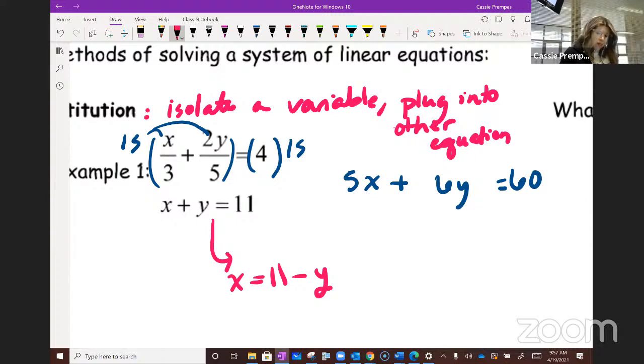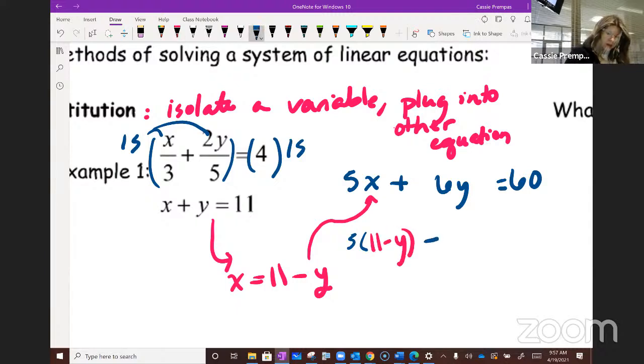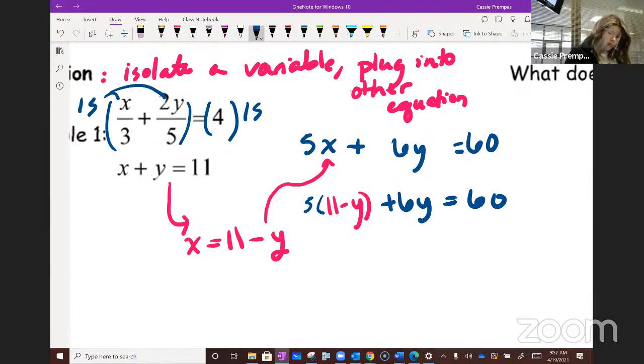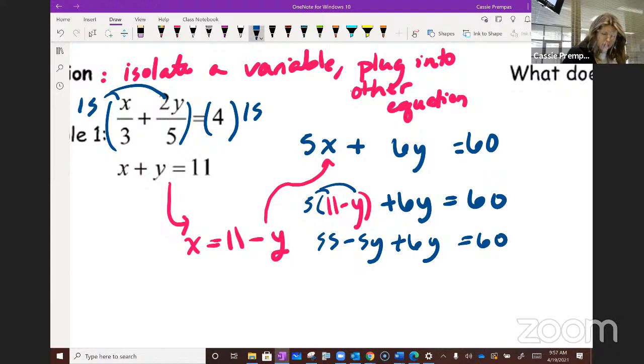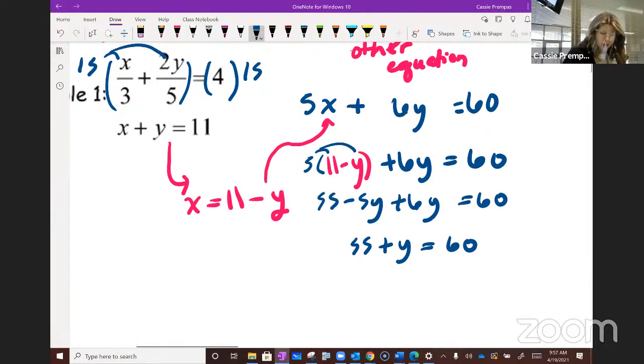Now that I've isolated the variable, I'm going to plug it in for x of the other equation. So I do that, and I have 5 times quantity 11 minus y plus 6y is equal to 60. Do make sure whatever you plug in, you do it in parentheses so you don't miss the requirement of the distributive property. So I have 55 minus 5y plus 6y equals 60. Combine like terms, and that's 55 plus y equals 60. Subtract 55, and I get y is equal to 5.